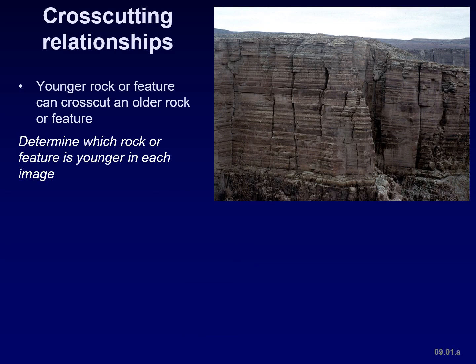So another rule that we use is cross-cutting relationships. And what this means is younger rock or younger features can cross-cut an older rock or an older feature. And we see that over here. We've got these nice horizontal sedimentary beds over here. And then we've got these fractures or faults moving up through them.